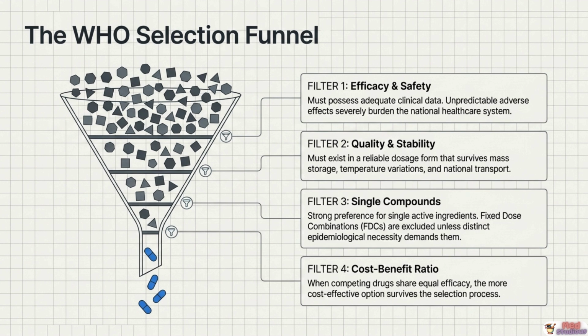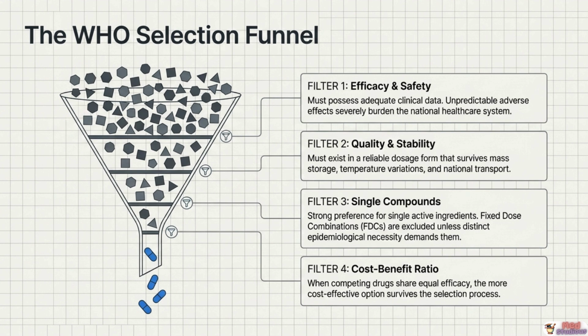Filter 2 is quality and stability. The drug must be manufacturable in a reliable, standardized dosage form that can withstand the rigors of mass storage, wide temperature variations during national transport, and prolonged shelf life in facilities that may lack sophisticated cold chain infrastructure. A highly effective drug that degrades rapidly at ambient temperatures cannot serve a rural population reliably.